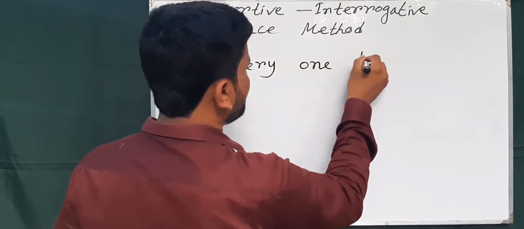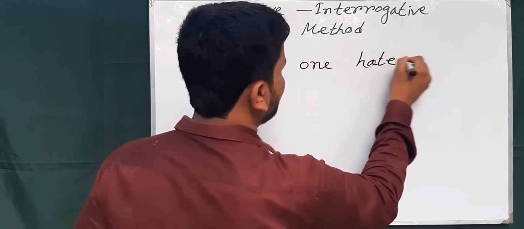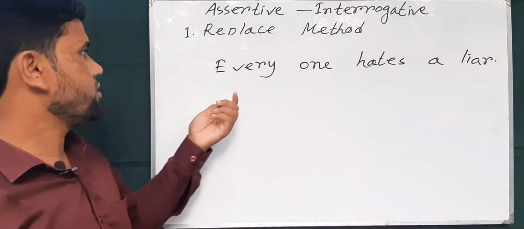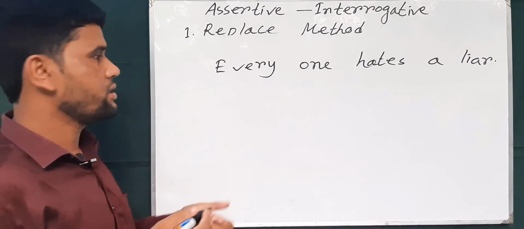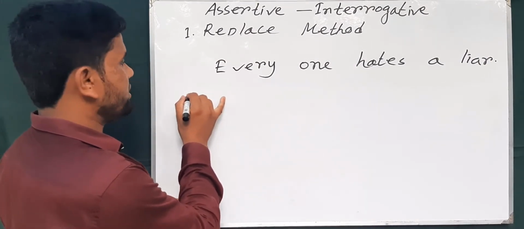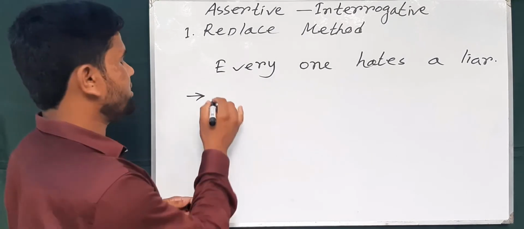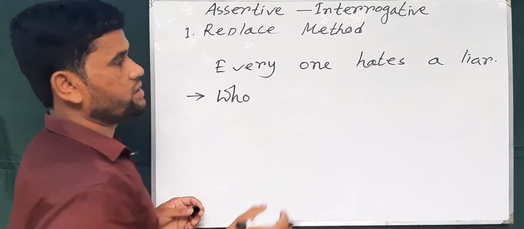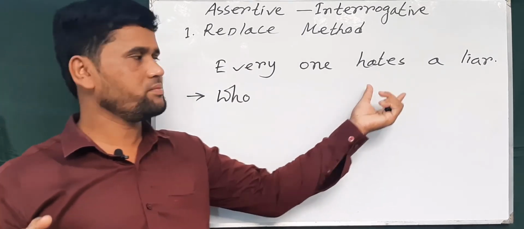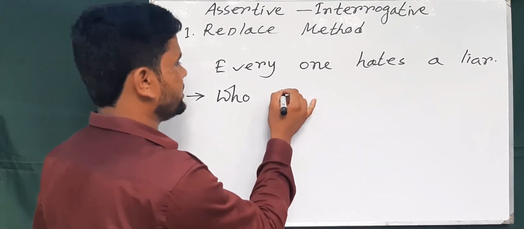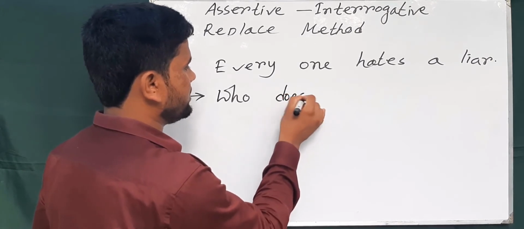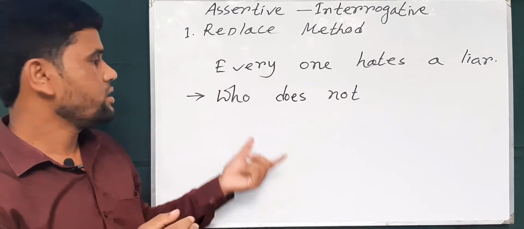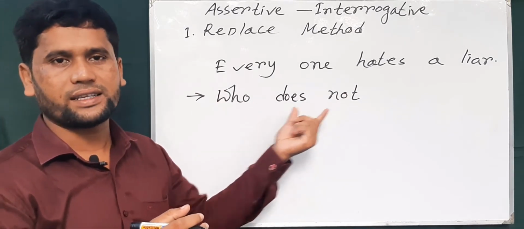Everyone hates a liar. So here you find everyone. When you change it into interrogative, you must use who. Then according to the verb, the verb is present form, so we use does. We can use does and not. So instead of everyone, we use who plus does not.